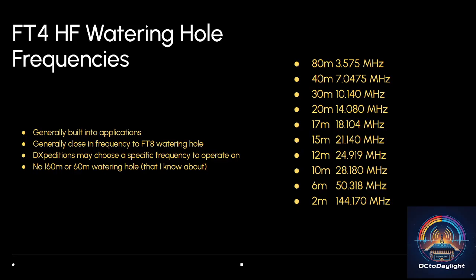There are allocations, 80 meters to 10 on HF, as well as there's a specific area on 6 and 2 on VHF. There are no 160 meter or 60 meter watering holes that I know about, although there can be contacts made there. The other option is you can pick any frequency within the digital range to make QSOs.